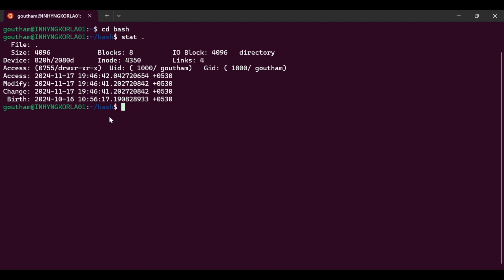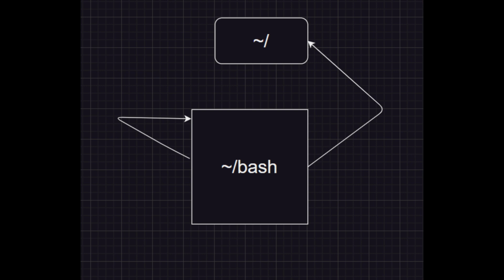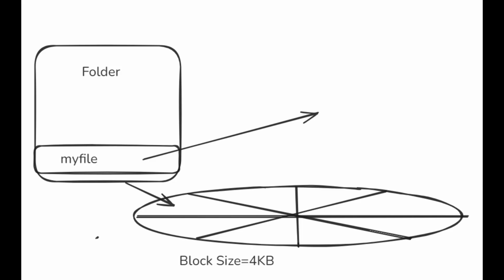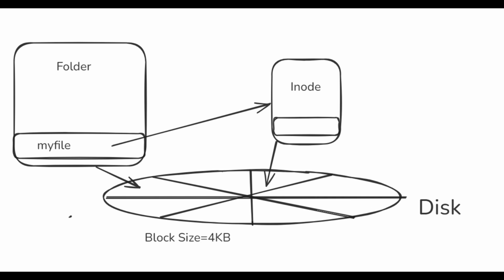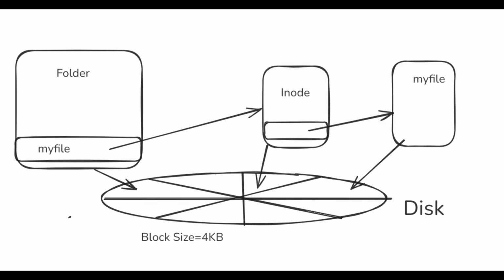as 4 kilobytes. We already know that when a folder is created in Linux, it initially contains metadata and links to itself and to the parent directory. But when a file is created in a folder, this folder does not store the file contents directly. Instead, it contains an entry for each file or subdirectory inside it. These entries are pointers to the inode of each file. An inode is actually a file that contains metadata like file size, permissions, and pointers to the data blocks where the actual file data is present.